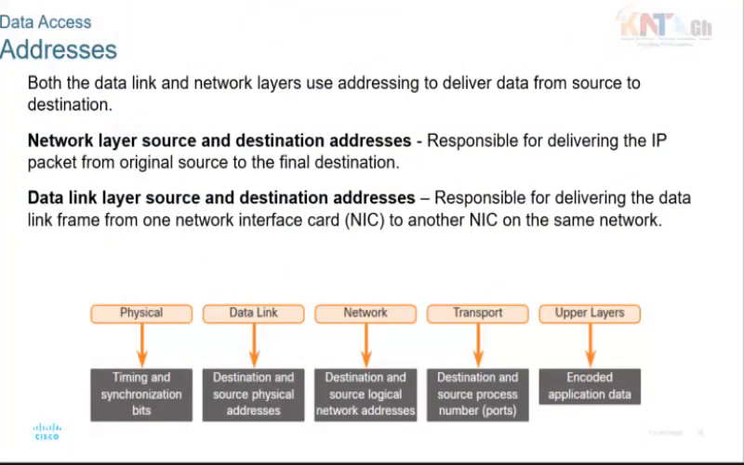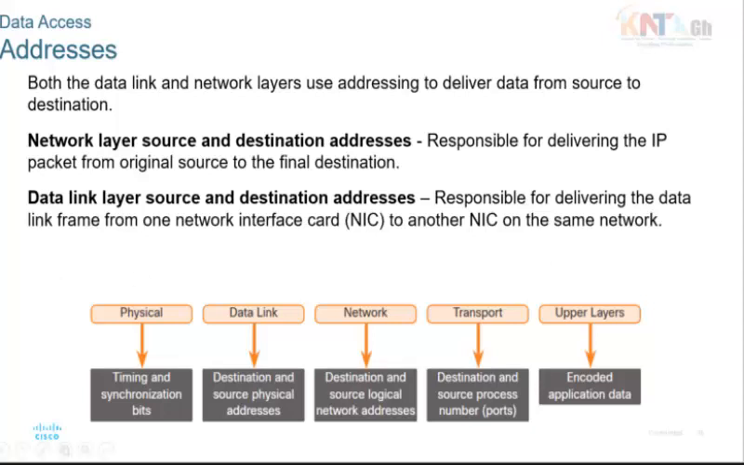Both the data link layer and the network layer use addressing to deliver data from source to destination. The network layer source and destination addresses are responsible for delivering the IP packet from source to the final destination. And the data link layer, which is layer 2, source and destination addresses are responsible for delivering the data link frame from one network card to another on the same network.